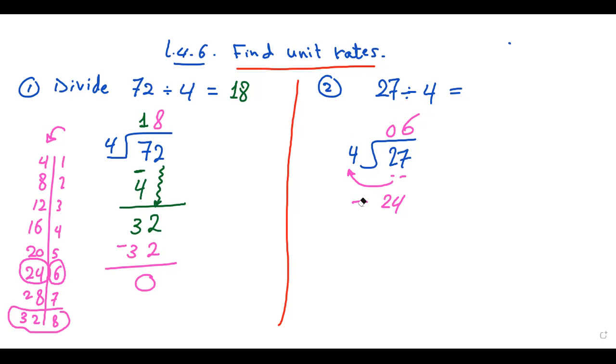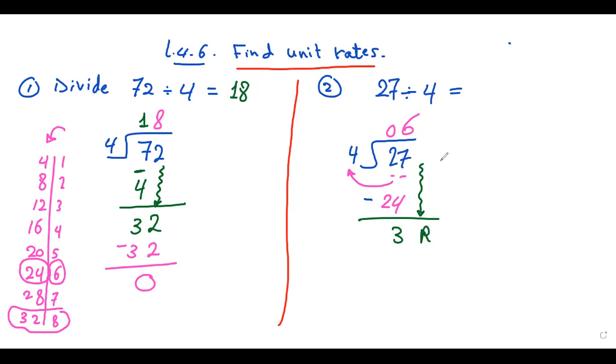So let's subtract. When you subtract, what is the answer? 27 minus 24, the remainder is 3. Good job. Is there any helper from here to this 3? No, teacher, there is no helper. So 3 is the remainder.